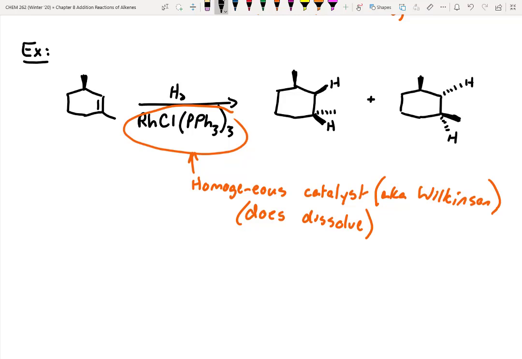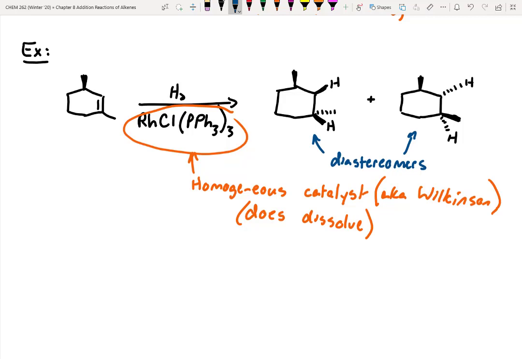Where both hydrogens are syn, but now they're both dashes, not both wedges. What's the relationship between these 2 products? They're diastereomers. Can we separate these out easily? Yeah, absolutely. They have very different physical properties. It's a lot harder to purify enantiomers, right? But diastereomers are easy to purify.